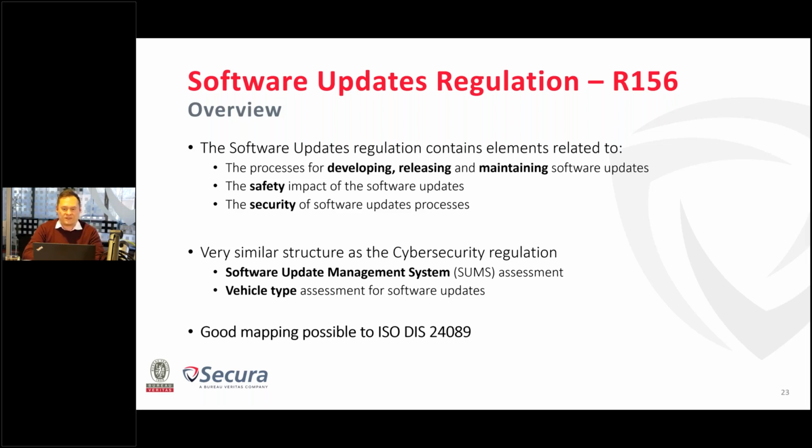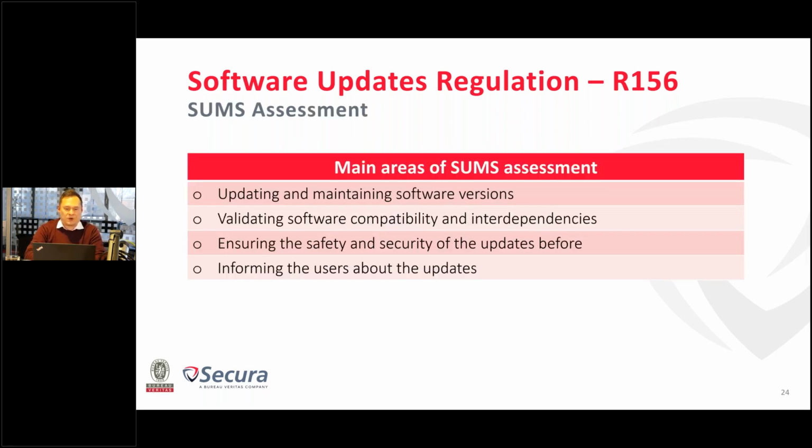Finally, while for R155 we did provide the mapping and pointer towards ISO 21434, in case of R156, ISO is currently preparing a standard called ISO 24089, which is currently in the final draft format. It's also open for comments. But this standard is envisioned as being the guidance, the support standard for vehicle manufacturers in order to make their mission easier to comply with R156. So the main areas of the processes, again, we can group them into four categories.